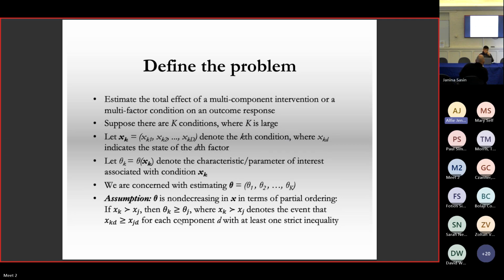And it's partial because unless the dimension is one, when capital D is one, theta will have a perfect ordering. But when we have a dimension that's two or greater, some of the conditions X_K and X_J are not necessarily ordered. And therefore, the theta_Ks are only partially ordered. And again, the goal of this work is to see how we can estimate theta with as few assumptions as possible. Basically, the only assumption we'd like to make is monotonicity, no more, no less. So this is what we'd like to do.